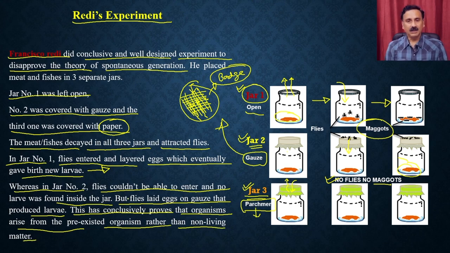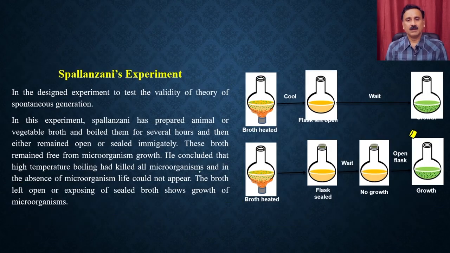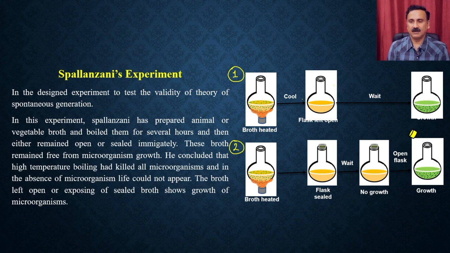Okay. Now, to make it more conclusive, another experiment was done by Spallanzani, and he also did a similar kind of experiment. So, what he did is he took two round bottom flasks. He took meat broth and boiled it, okay, and then he allowed that broth to cool down. Once it cooled down, he left one flask open, and the other one he closed, okay.